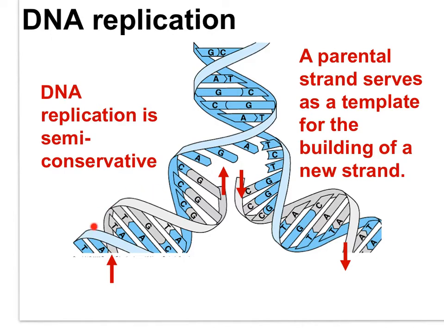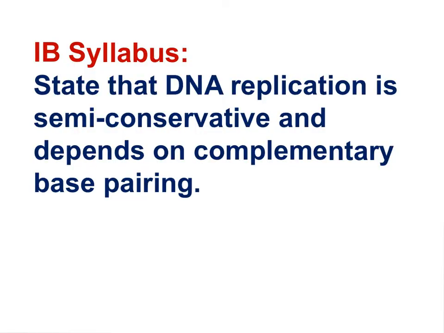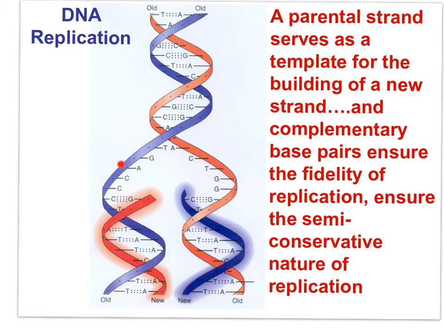That the two new chromosomes are composed of one template strand and one newly built strand means that replication is semi-conservative. The first IB syllabus statement to kick off this movie, a statement you've already seen in movie part 1, is state that DNA replication is semi-conservative and depends on complementary base pairing. Again, in this image, you can see each parental strand serving as the template for the building of a new strand. This is semi-conservative replication.